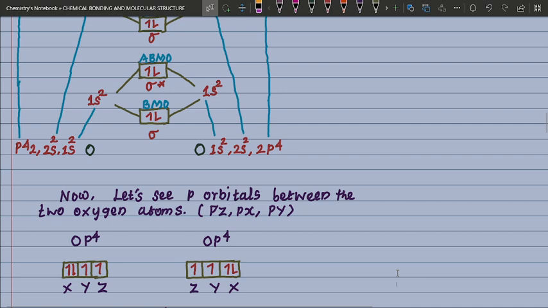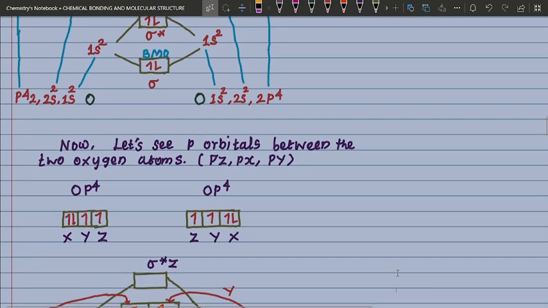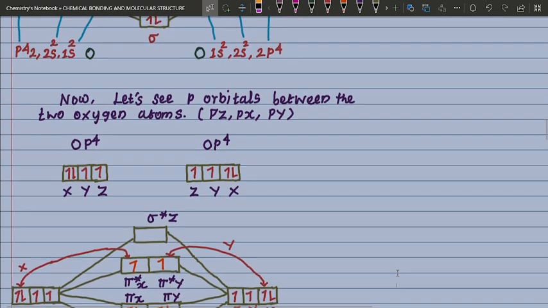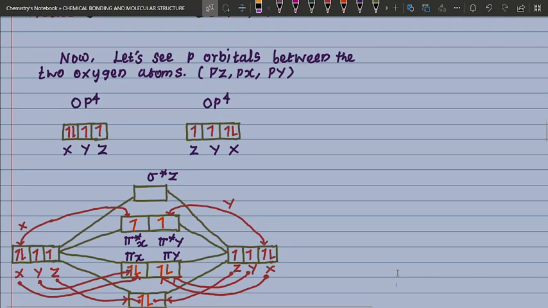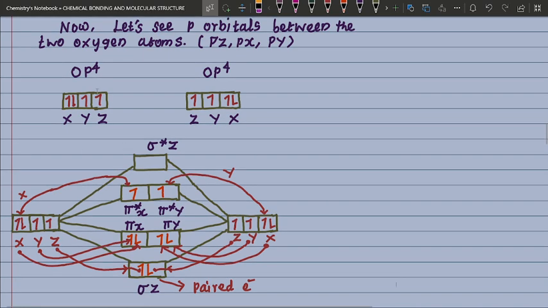Now let's see the p orbitals between the two oxygen atoms, that is pz, px, py. See, this is the p orbital, this is also a p orbital. Here 4 electrons, here also 4 electrons. The axes are x, y, z, z, y, x. See the diagram.